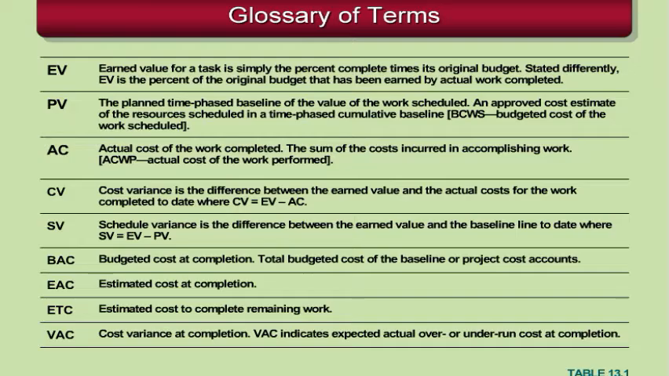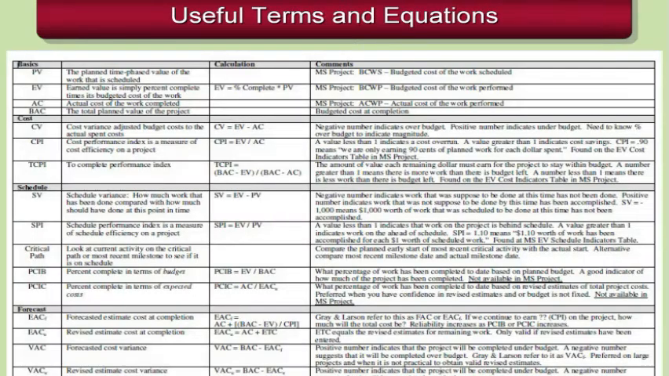So given those three data points, we can calculate things like the cost variance, the schedule variance, the budgeted cost at completion, estimated cost at completion, estimated cost to complete the remaining work, and cost variances. We'll look at these in a little more detail in the next slide and actually how we calculate those. Here's a slide with some of these things in more detail.